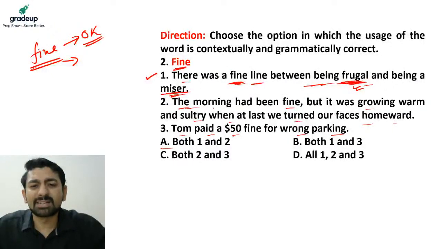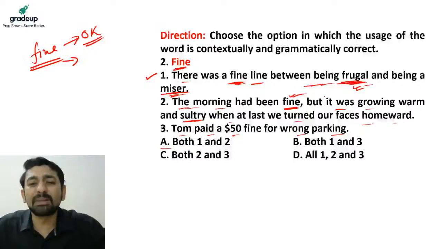The second sentence says, the morning had been fine. The morning had been fine means the morning had been okay, but it was growing warm and sultry. Fine means here you could also understand the meaning as being pleasant.